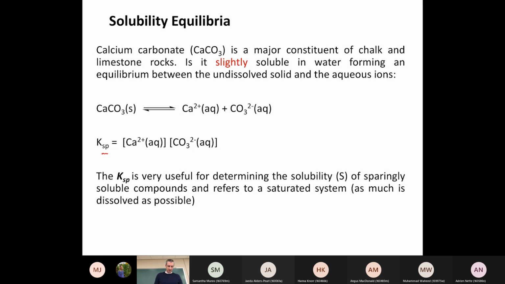So there you go. So yeah, we have KSP values, and the larger the KSP value, that means the higher the concentrations of the ions at saturation. And so therefore, a large KSP means it's more soluble than something with a small KSP.